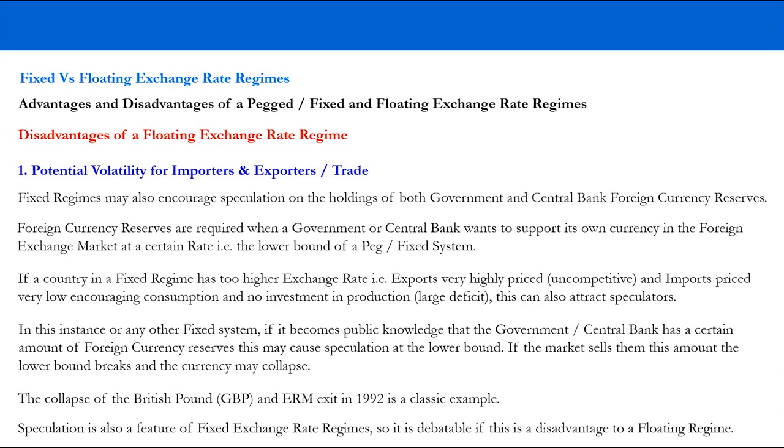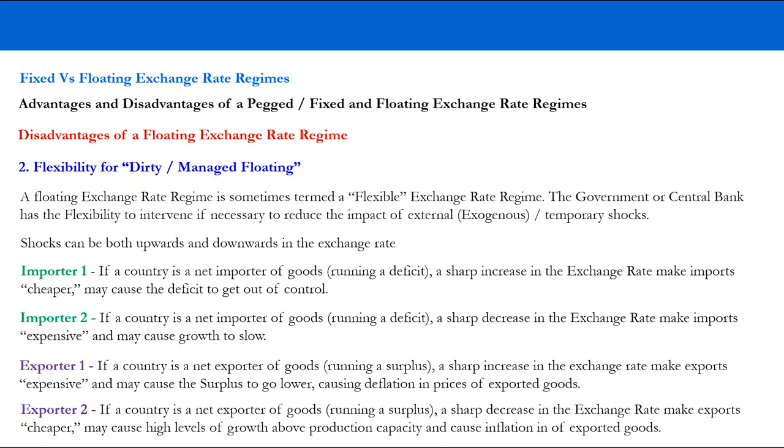Okay, so the next disadvantage of a floating exchange rate regime that we're going to look at, or potential disadvantage, we actually looked at a bit earlier as an example of an advantage of floating exchange rate regimes. The flexibility for dirty or managed floating. So you may remember this slide from earlier.